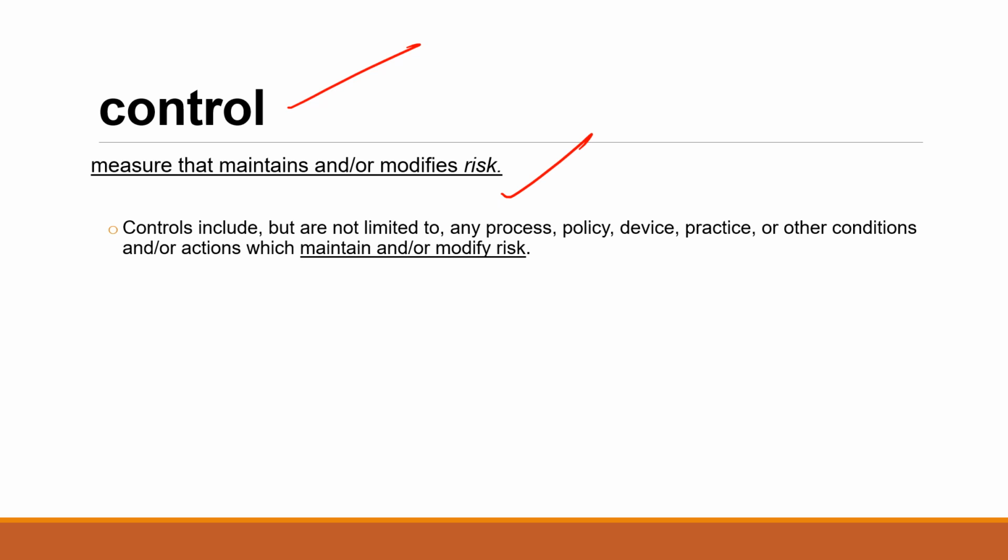So a control is a measure that maintains and/or modifies the risk. Controls include, but are not limited to, any process, policy, or other conditions or actions which maintain or modify the risk. We can have preventive, detective, and corrective controls, administrative controls, and managerial controls. So the control is a measure that maintains and/or modifies the risk.